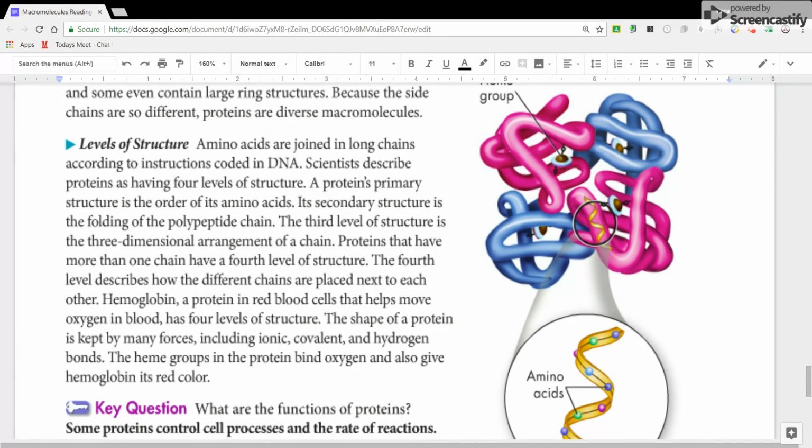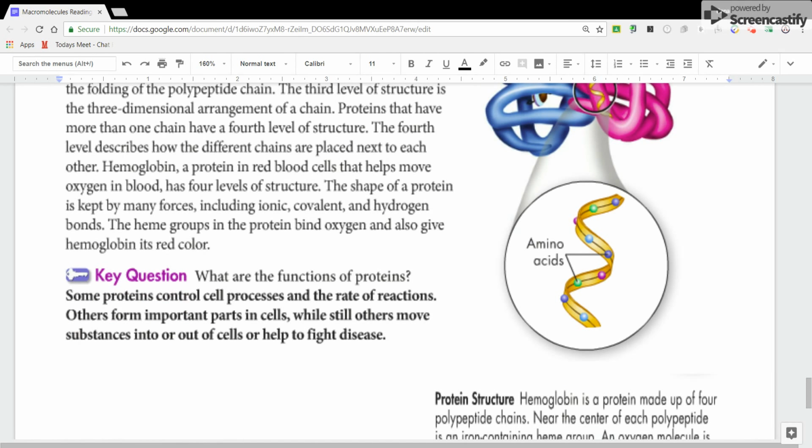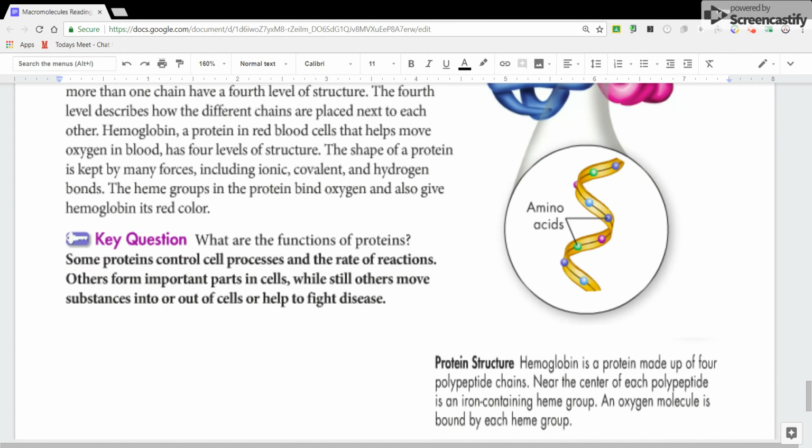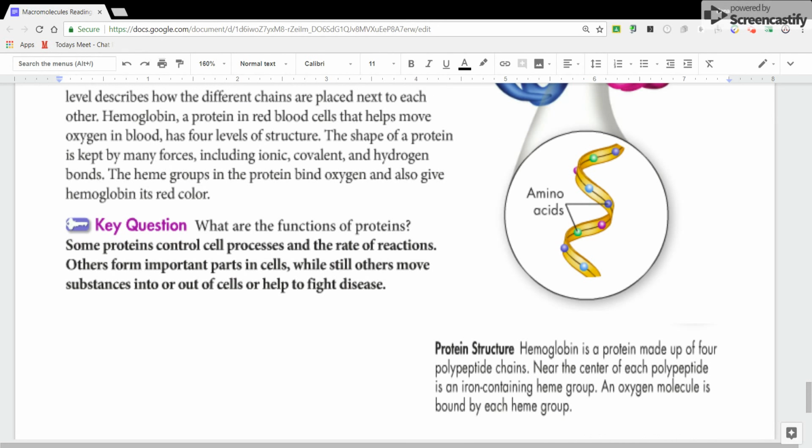Hemoglobin, a protein in red blood cells that helps move oxygen in blood, has 4 levels of structure. The shape of a protein is kept by many forces, including ionic, covalent, and hydrogen bonds. The heme groups in the protein bind oxygen and also give hemoglobin its red color. What are the functions of proteins? Some proteins control cell processes and the rate of reactions. Others form important parts in cells, while still others move substances into or out of cells or help to fight disease.